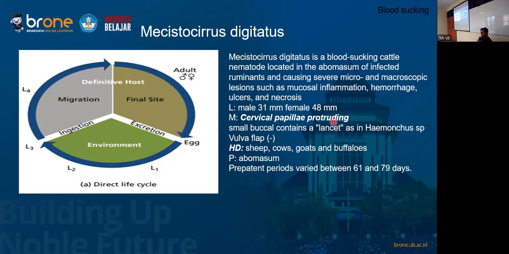Both of them have a lancet, but Mecistocirrus has no vulva flap, but Haemonchus has this one, the vulva flap. Take a note, please, because this is very important for you. The definitive hosts are sheep, goats, and buffaloes. The predilection site of this worm is the abomasum, and the prepatent period varies between 61 and 79 days.